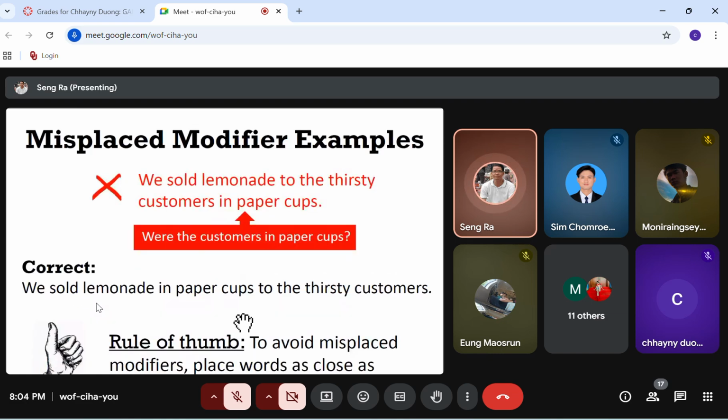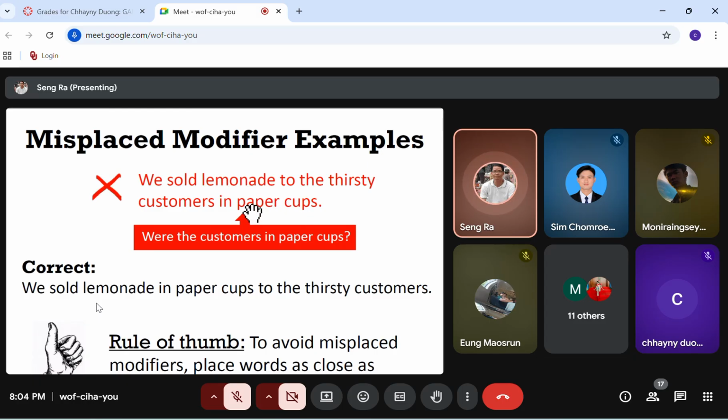Okay. You look at the example here. This is a misplaced modifier. This is obviously wrong. We sold lemonade to the thirsty customers in paper cups. So you need to find the modifier. In paper cups is the modifier. And when you put in paper cups close to the thirsty customers, it should modify customers. So do you mean customers in paper cups? Or do you mean the lemonade in paper cups?